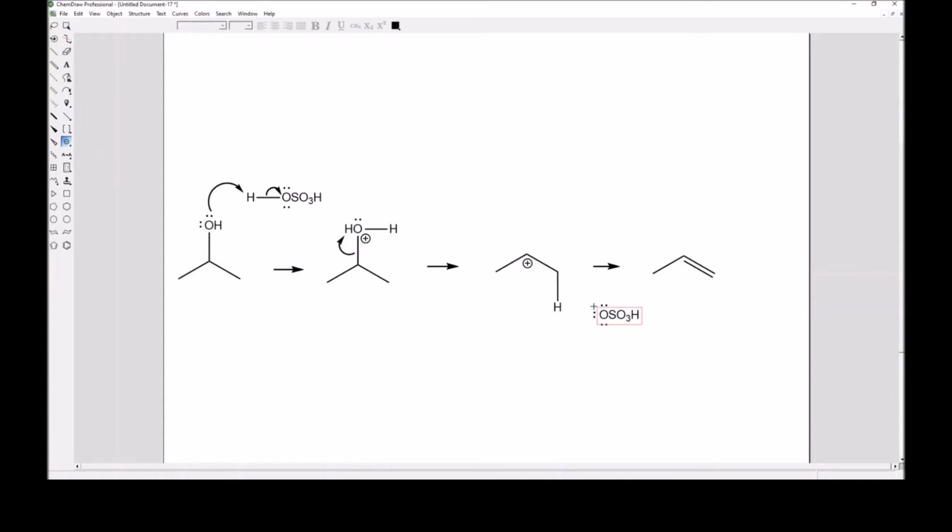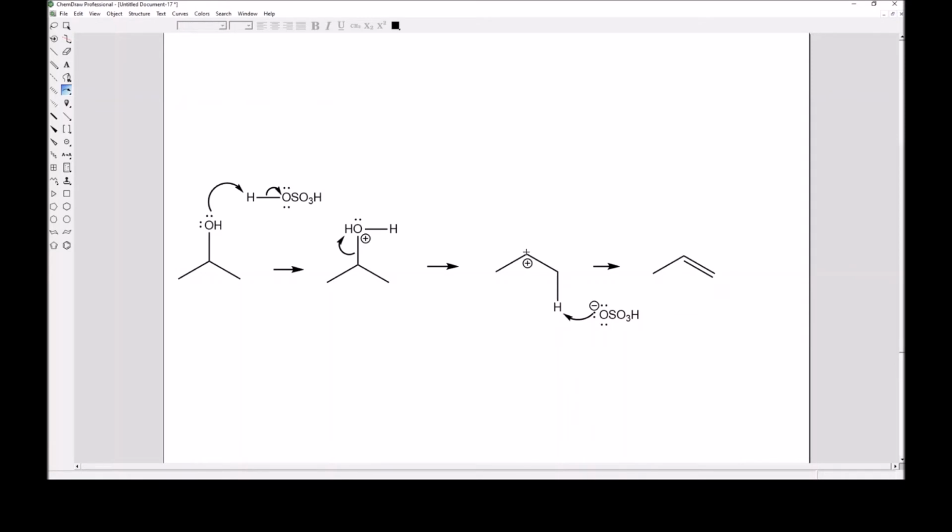In this case, both of the beta carbons have 3 hydrogens, so I really didn't even need to invoke Zaitsev's rule. It's just, I can't help but think about it. Okay, so I'm going to pull the hydrogen off of this beta.